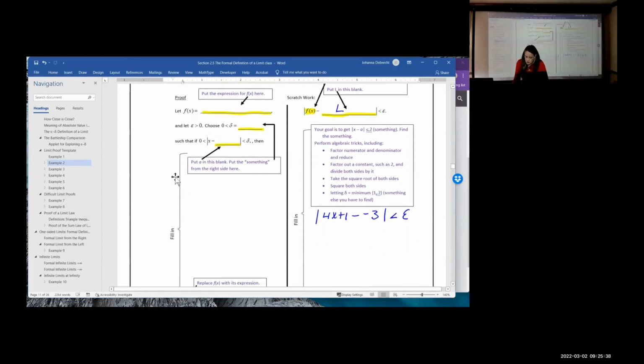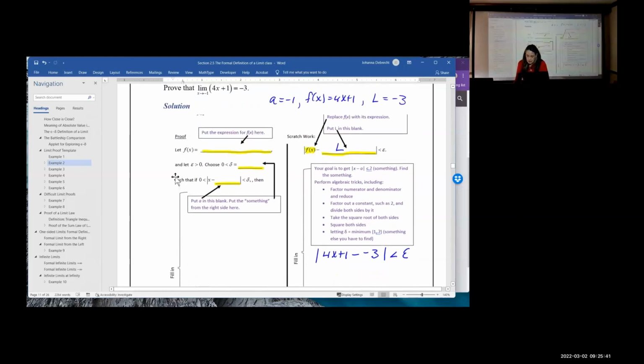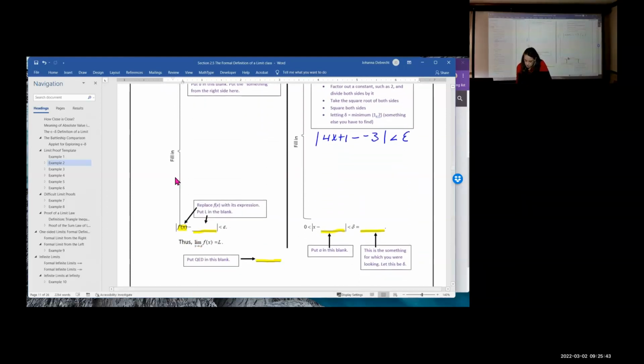The next thing that we're going to do is we're trying to get |x - a|. So we're going to write down here what x - a is. x - a would be x - (-1), right? So we're hoping to end up with x - (-1) if we get it to work. We're starting with |f(x) - L|, which is here, and we're aiming for |x - a|, which is here. And we want to know what this is going to be less than. This is less than something. We don't know what it is yet.